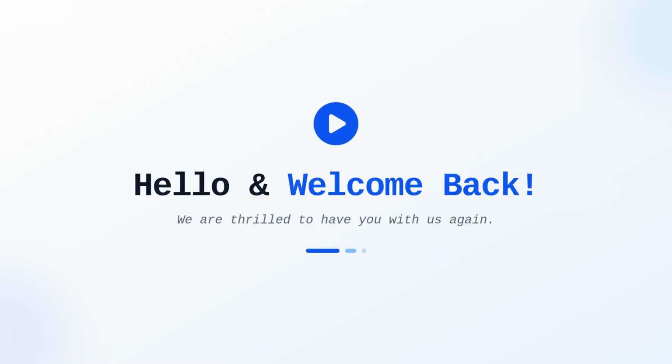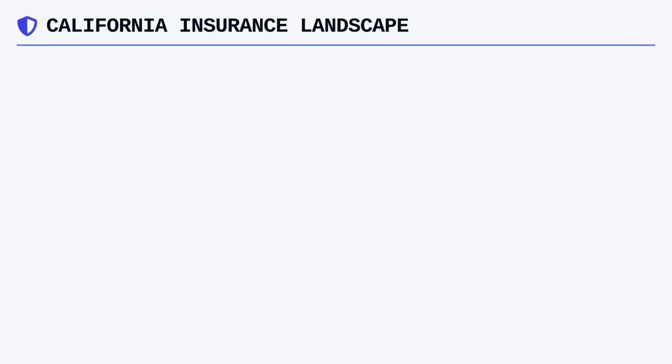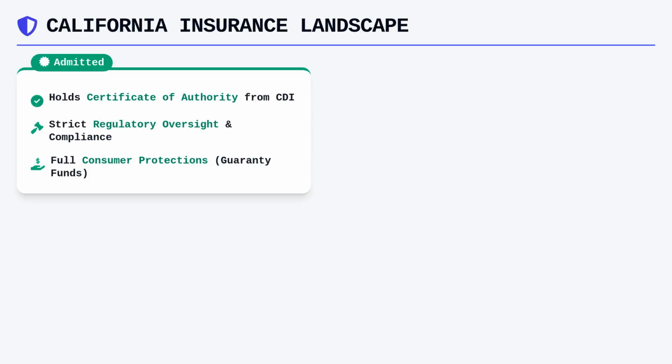Hello, and welcome back. When analyzing the California insurance landscape, we must distinguish between two fundamentally different types of entities operating within the state market. On one hand, we have admitted insurers, which are companies that have formally applied for and received a certificate of authority from the California Department of Insurance, or CDI, to transact specific classes of business.